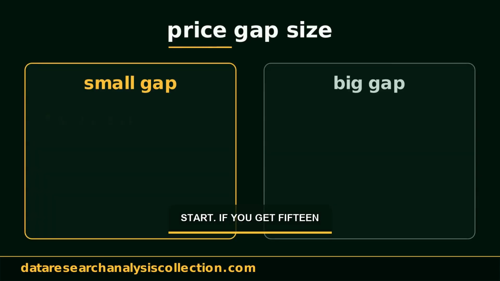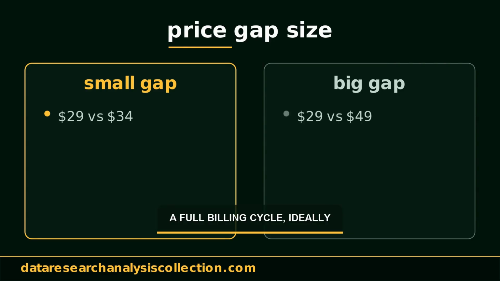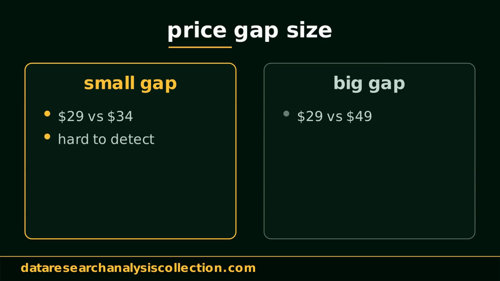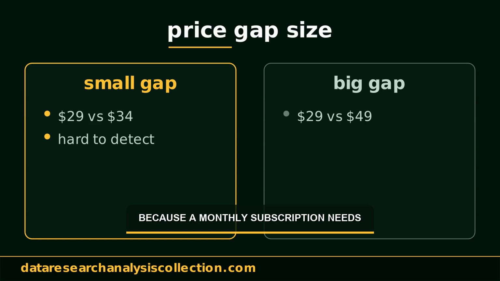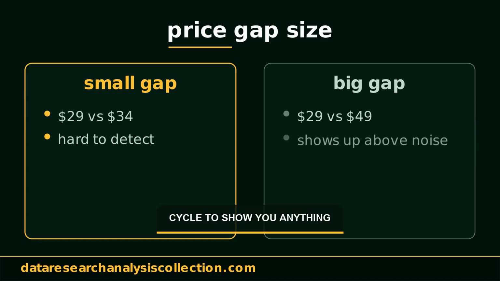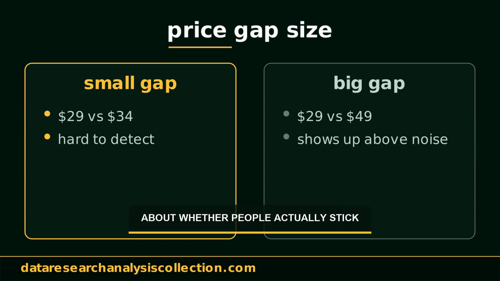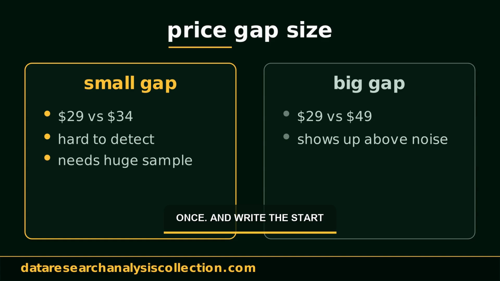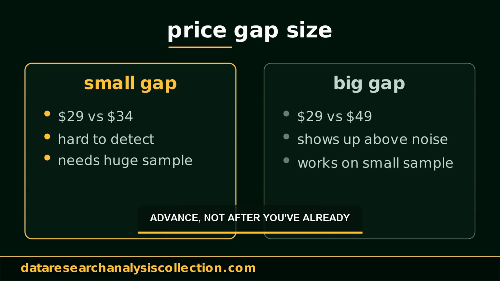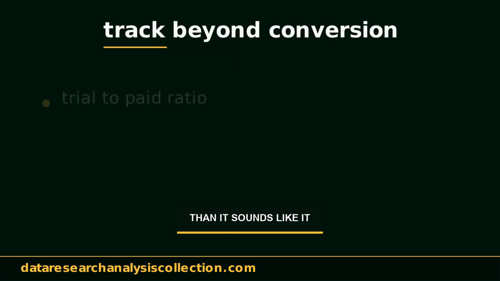start. If you get 15 conversions a month, 2 weeks isn't a test, it's a coin flip. Give each price at least a full billing cycle, ideally 2, before you draw any conclusion, because a monthly subscription needs at least 1 full renewal cycle to show you anything about whether people actually stick around at that price, not just whether they clicked buy once. And write the start and end date down in advance, not after you've already seen the number you like. That second part matters more than it sounds like it should.